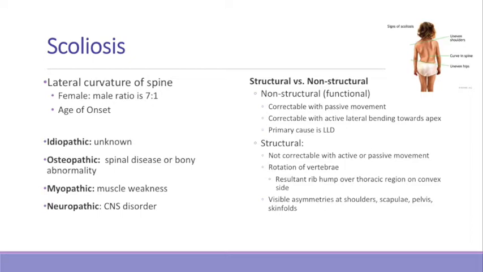Non-structural is known as functional or postural scoliosis. This is a reversible curve that can change with repositioning using passive movement or active lateral bending towards the apex. This can primarily be caused by LLD, limb length discrepancy, but it can also be from other factors such as pain or even poor posture. The curve would disappear when the cause is removed, but if it's not treated, it can become structural.